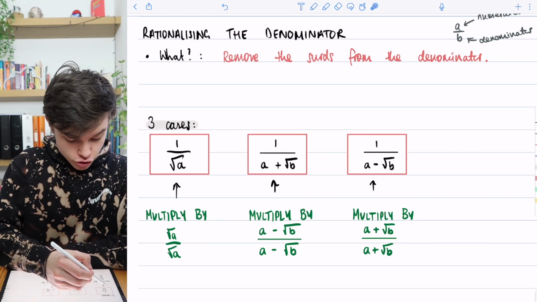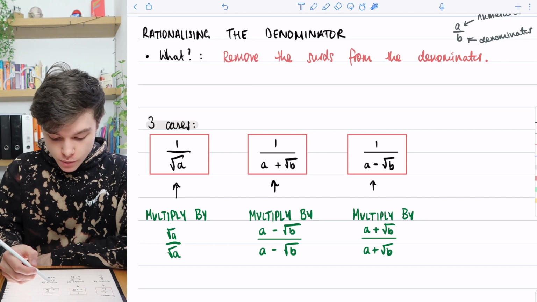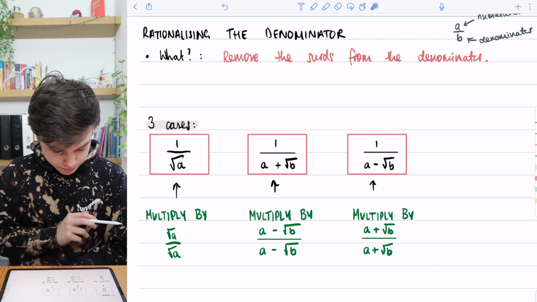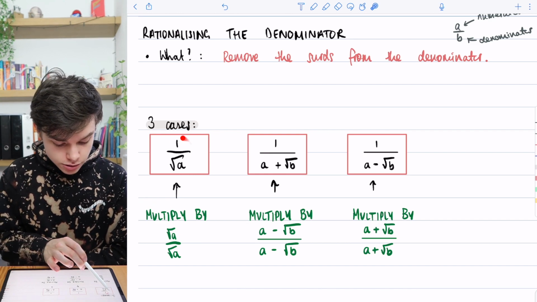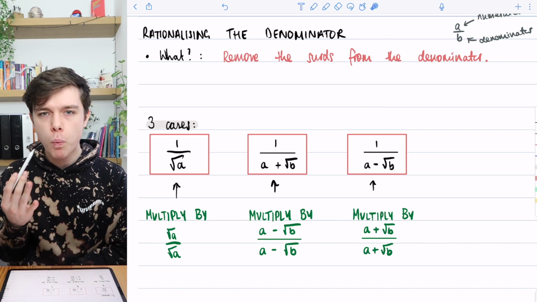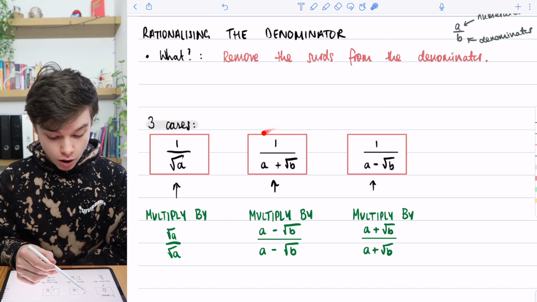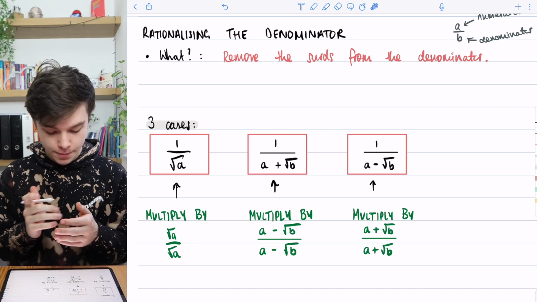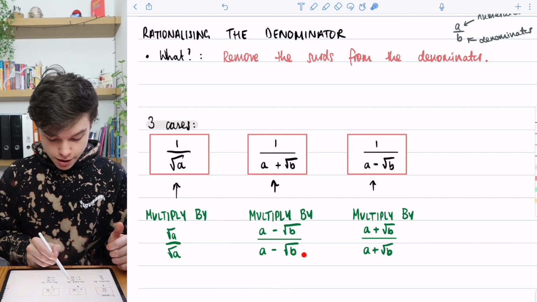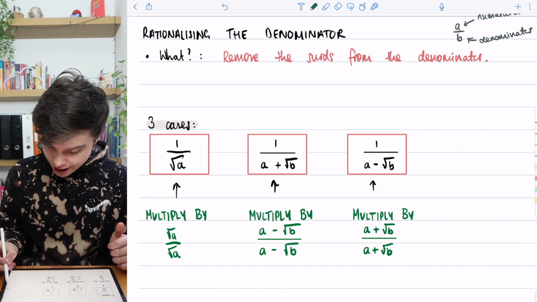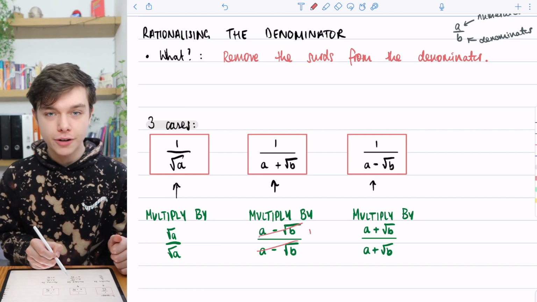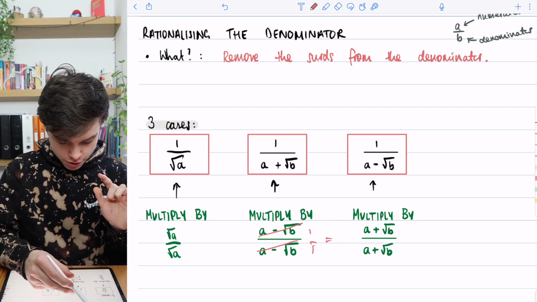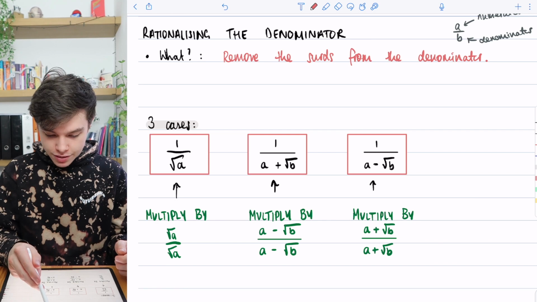Okay, so those are the three cases. If we've got just a square root on the bottom, a plus a square root, and a minus a square root, this is what we need to multiply top and bottom by. Now, just so you know, what we're actually multiplying by is a special form of 1. We can't change what the fraction is, and the only way to not change the fraction is to multiply by 1. Because we're multiplying top and bottom by the same thing, they could actually cancel out to give us 1 over 1, which is 1. But we want to multiply by a special form of 1. So don't worry too much if you don't understand that, but that's what we need to do.